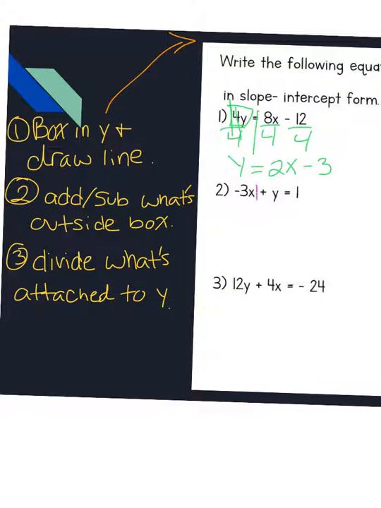I'm going to box in the y and anything attached to it. Draw the line. Add or subtract whatever's outside the box. Well, I have a -3x, so I'm going to add 3x to both sides. And that cancels out on the left. My box comes down, which is just y, which is already going to tell me whatever comes after that equal sign is going to be my answer.